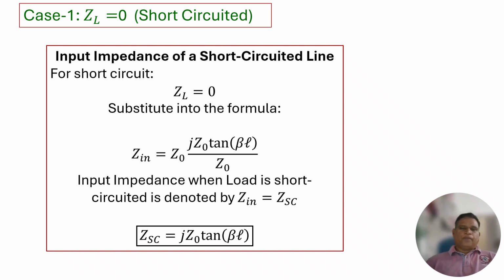First case, the short circuited transmission line, ZL is equal to 0. The input impedance of a short circuited transmission line: short circuited means ZL is equal to 0. Therefore, by substituting ZL equal to 0 in the input impedance equation, Zin is equal to Z0 into jZ0 tan beta L divided by Z0. Input impedance when the load is short circuited is denoted by Zsc. This is the short circuited transmission line input impedance, that is equal to jZ0 tan beta L.